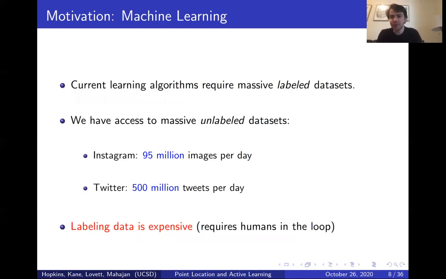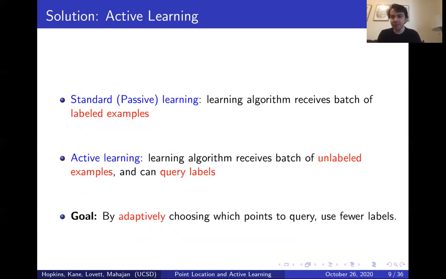So you can't just use it for your algorithms for free. It requires querying humans to ask, is this a picture of a truck or whatever? And this is really expensive for millions and millions of pieces of data. So it's not feasible. To get around this, for the last 10 or 20 years, an entire field has come up called active learning to try to deal with this problem.